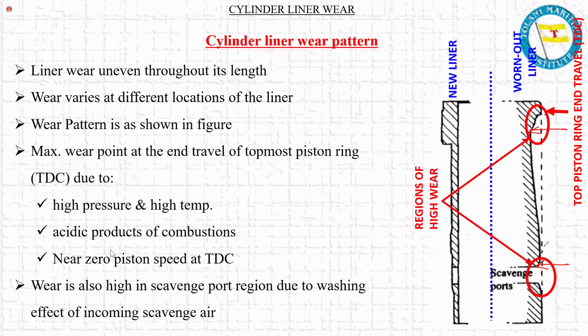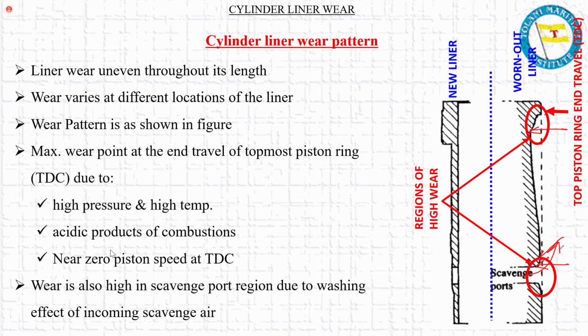Why scavenge port region it will increase? Because of the scavenging. As the scavenger blows in, it washes away the cylinder lube oil film. And when it washes away the cylinder lube oil film, the friction will increase between the piston ring and cylinder liner. Is that clear? तो इसीलिए यहाँ भी wear increase होता है.